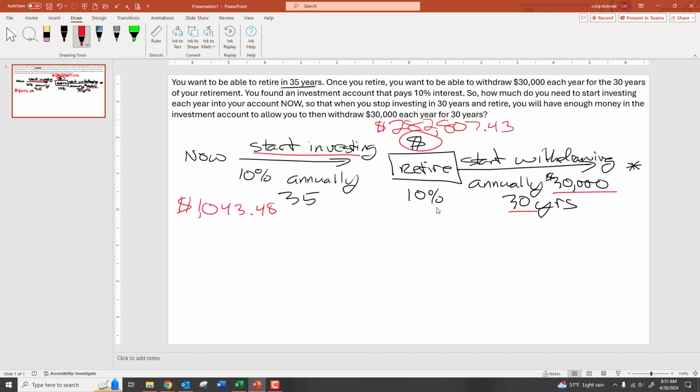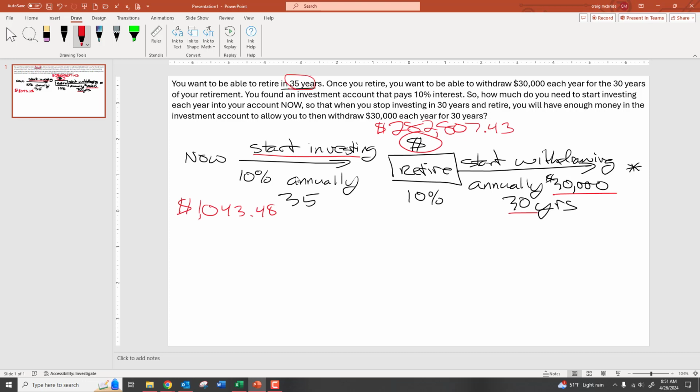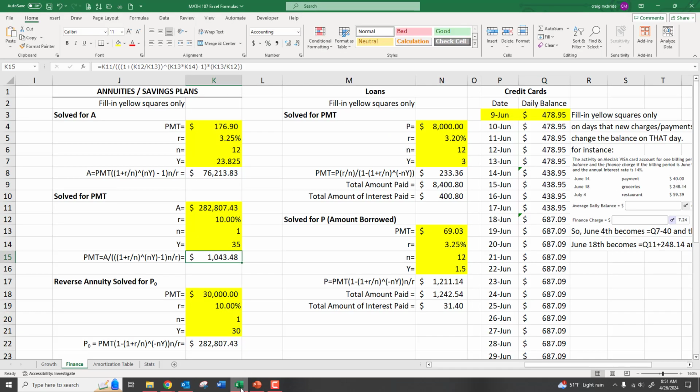So I hope this helps you to be able to figure out how to do your specific version of it, right? All you're basically doing is changing the time that you have to invest. So how long until you retire? They'll change how much money you're going to take out each year once you're in retirement. They'll change how long you'll be taking that money out while in retirement, and then they'll change the interest rate. But you can see that it's still the same process.